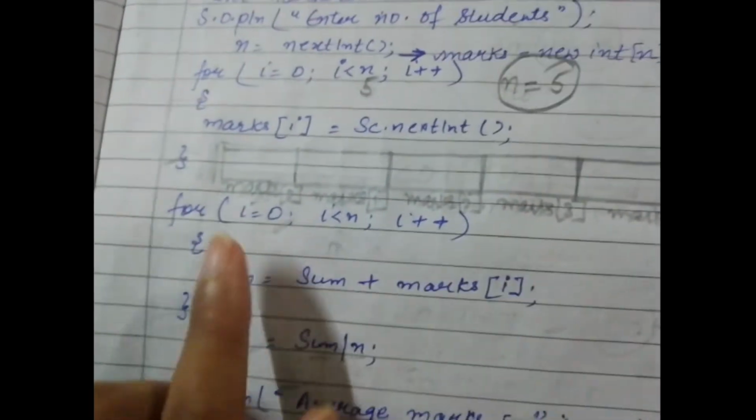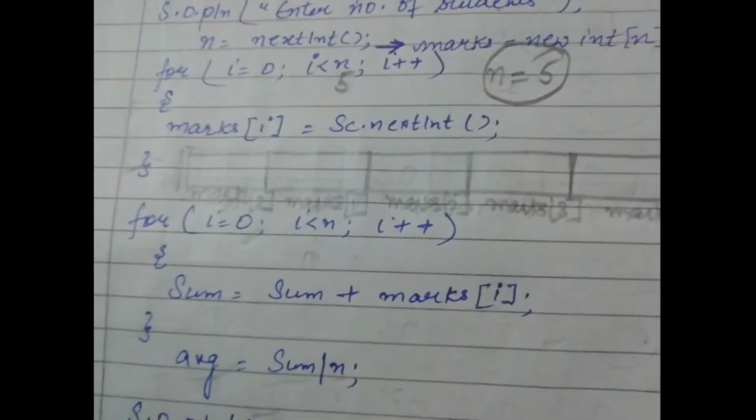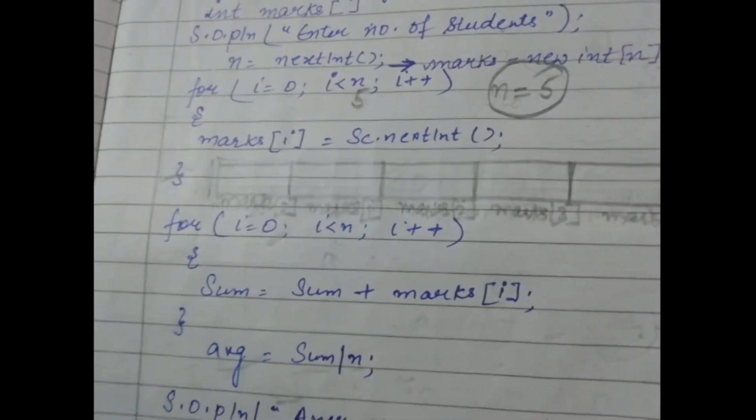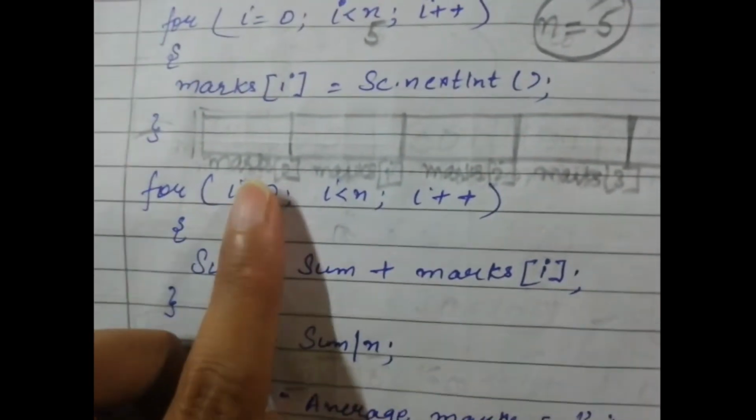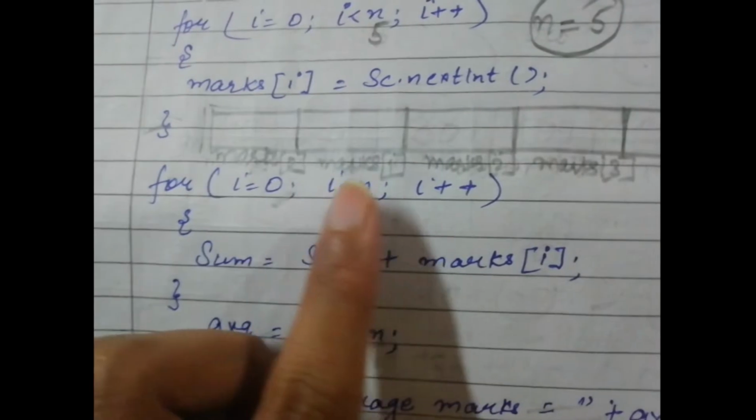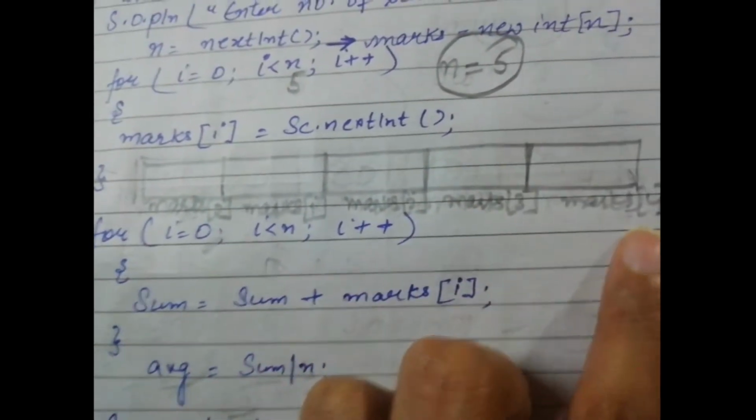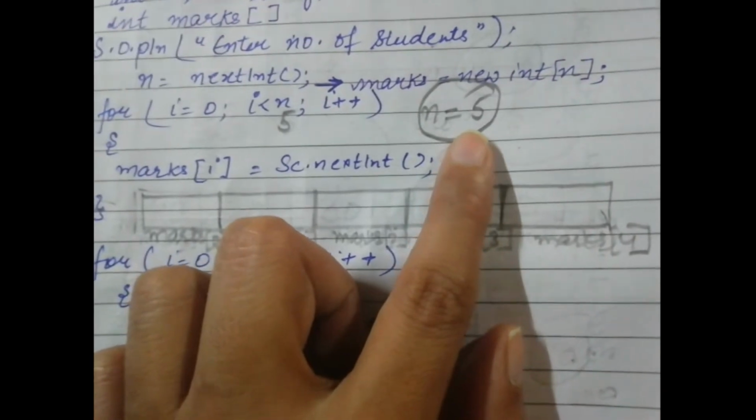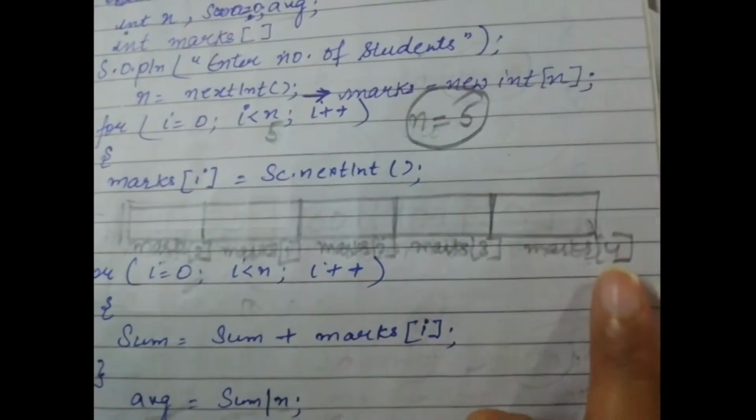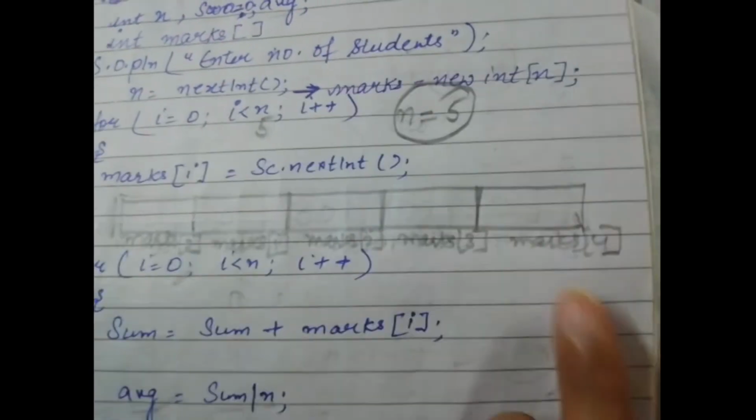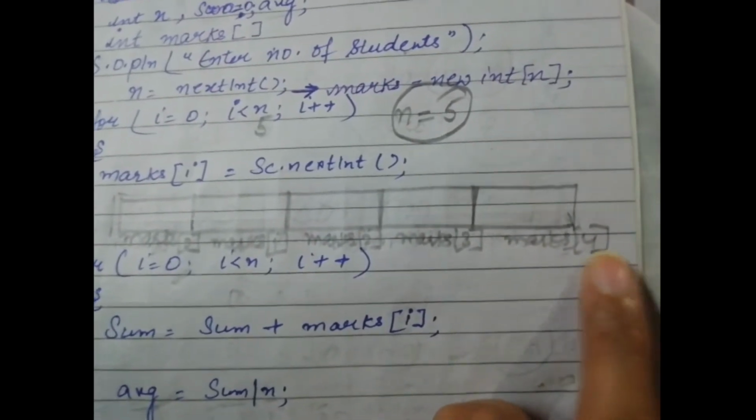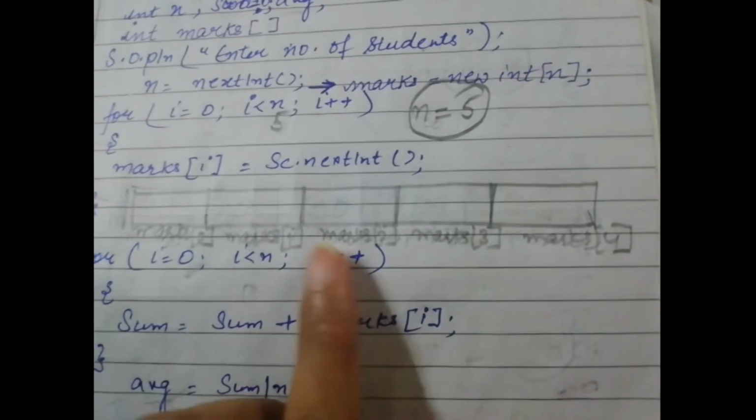In the last video we have discussed that in the array the subscript always starts from the zeroth element, zeroth address. So that is why 0 1 2 3 4, from 0 to n minus 1. What is the value of n here? 5. So 5 minus 1 equals 4. So the last cell has index number marks 4, and marks is your array name.